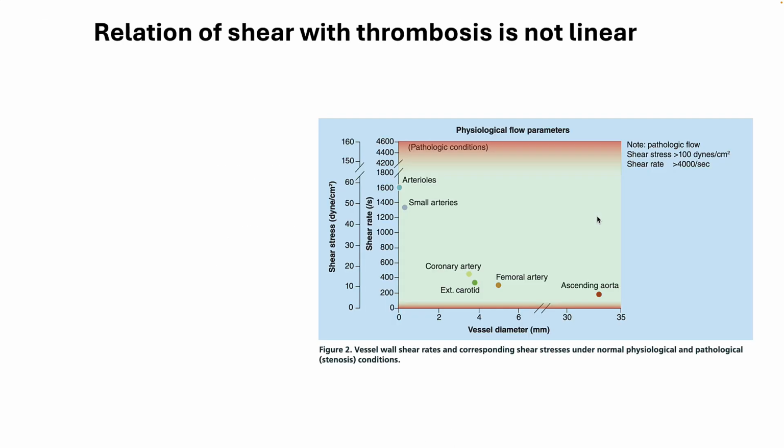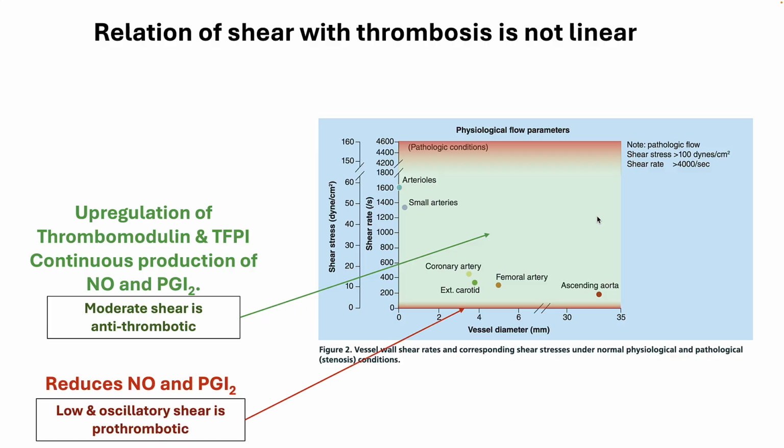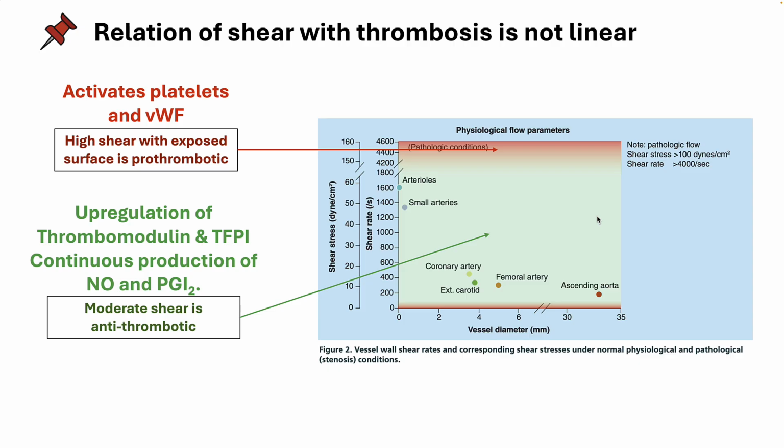So the role of shear in thrombosis is non-linear. In a moderate shear, there is upregulation of thrombomodulin and TFPI and continuous production of nitric oxide and PGI2, and therefore this keeps the vessel antithrombotic. If there is a low or oscillatory shear, it reduces your nitric oxide and prostaglandin I2 production, resulting in a prothrombotic state. In a high shear, you activate your platelets and von Willebrand factor, and the surface again becomes more prothrombotic.